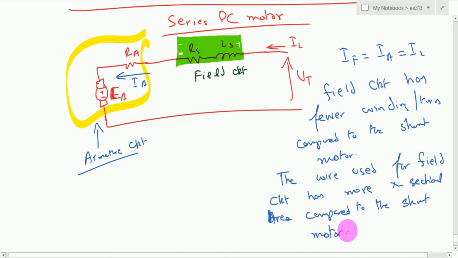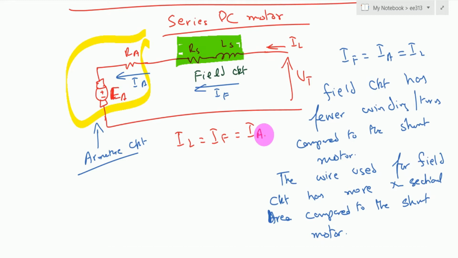The shunt motor field is not carrying the rated current, whereas here this IL is the field current IF and it is the armature current IA. Therefore, I can say that IL is equal to IF is equal to IA, right? So these are the two things. The first is that we require fewer turns on the field circuit. The second is that the winding wrapped on the field circuit should be rated according to the rated current of the motor, which is the armature current.